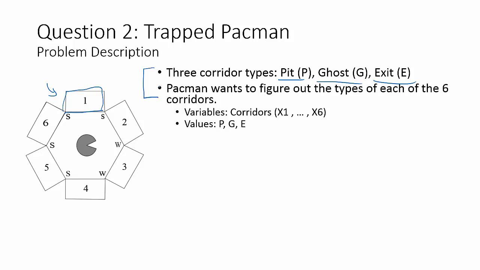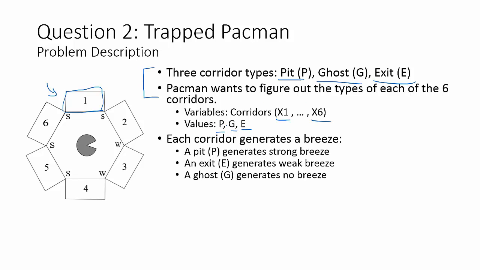From these two statements, we can already infer what the variables and values will be. The variables are going to be the corridors, and we'll label them with variables x1 through x6. And the values will be the pit, the ghost, and exit types. Each corridor generates a breeze. A pit will generate a strong breeze, labeled S as shown here in the diagram. An exit will generate a weak breeze, labeled W as shown here. And a ghost generates no breeze. Let's label this N, and that's actually not shown in this diagram.